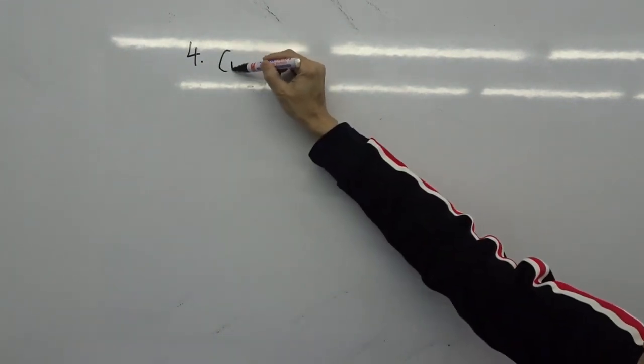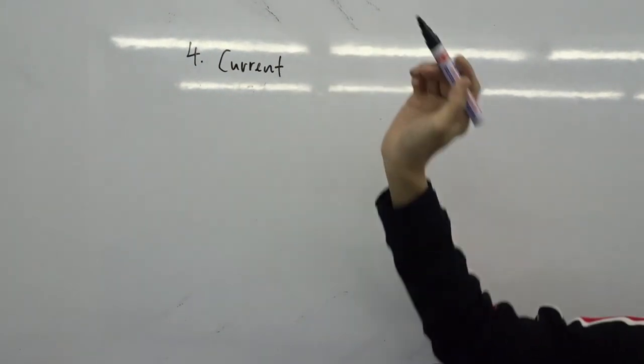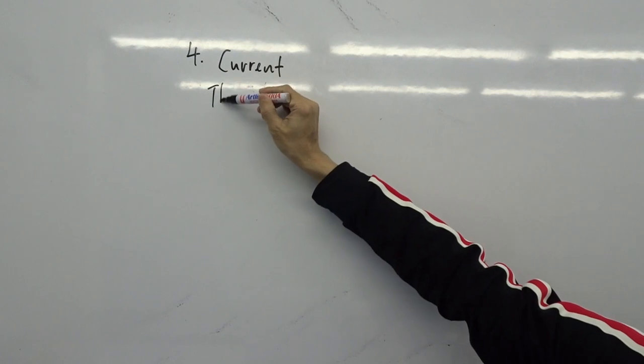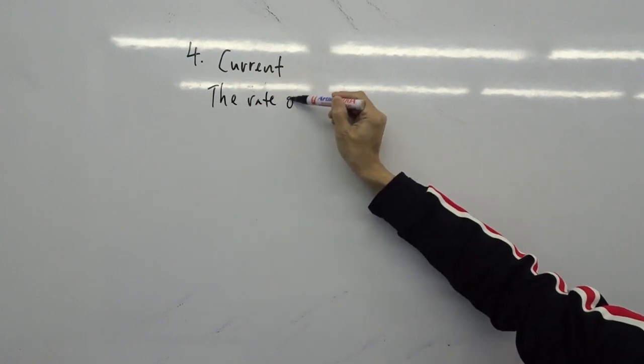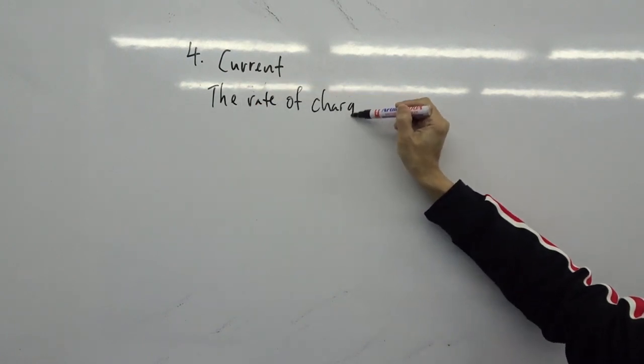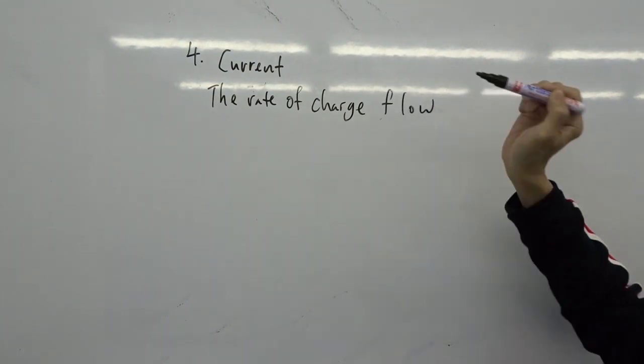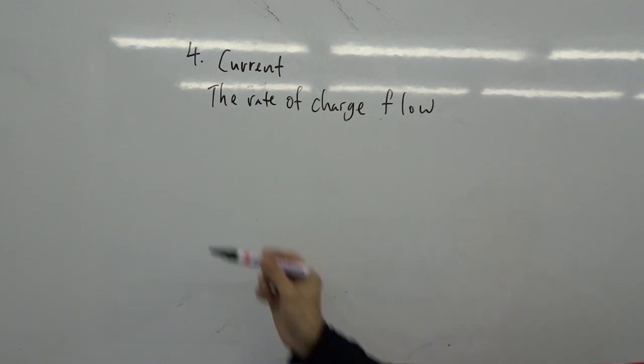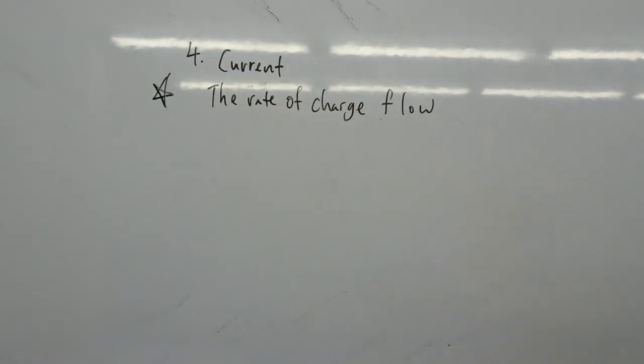Number 4. Define current. Highlight the word current. State its unit, okay. So define current, SPM asks what is current? The answer is the rate of charge flow, okay. The rate of charge flow, and then put a star on this definition. Current is the rate of charge flow.